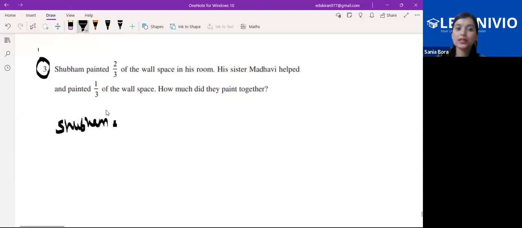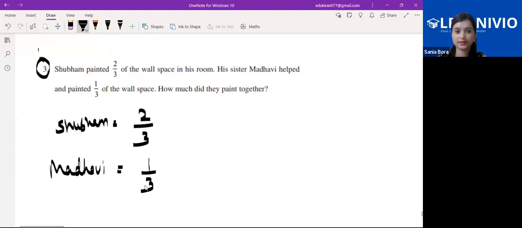So Shubham basically, how much did he paint? He painted 2 by 3. And Madhavi painted 1 by 3. We are supposed to add both of the fractions together. So how do we find the total? It is 3 by 3. Ma'am, 2 plus 1 is 3 and 3 plus 3 is 6, so we get 3 by 6.